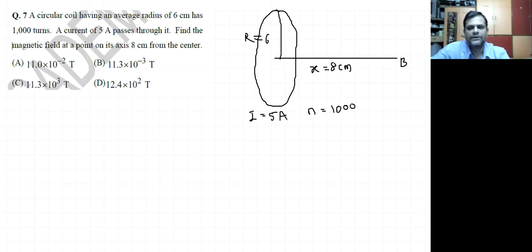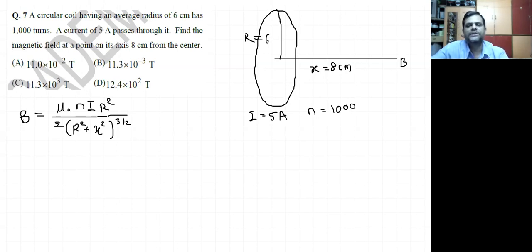Okay, so we already have the formula for magnetic field due to the current carrying coil at a point along its axis to be simply mu naught n I r square upon 2 times of r square plus x square the whole raised to 3/2, correct? We already have this formula. Okay, now why do we use this formula here? Because this is not a short coil; the radius of the coil is not so small that it can be neglected as compared to the distance of the point where magnetic induction is to be found out. Because look, the radius of the coil is 6 centimeter and this distance is 8 centimeter. They are just comparable. So nothing is negligible here.